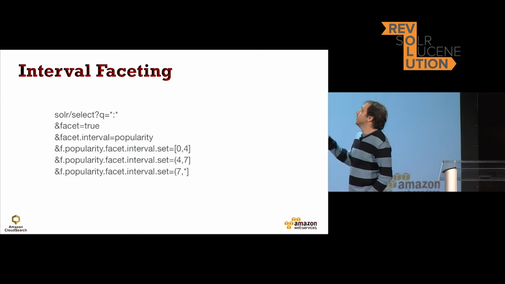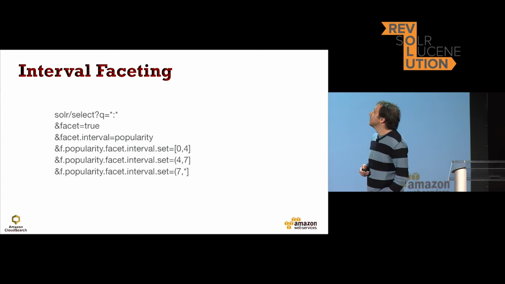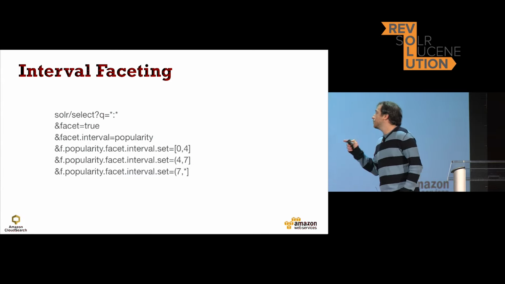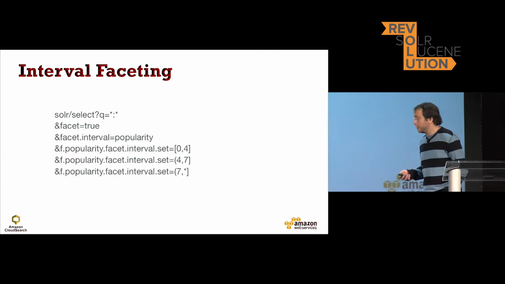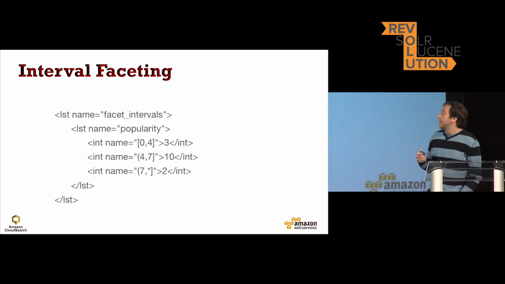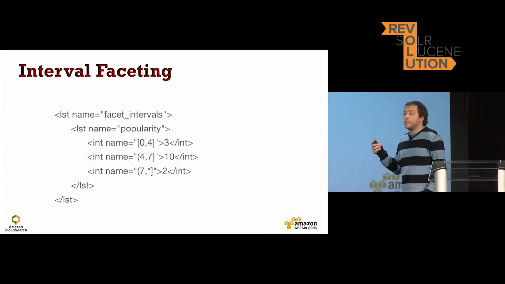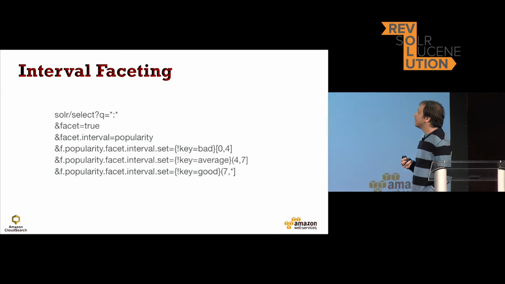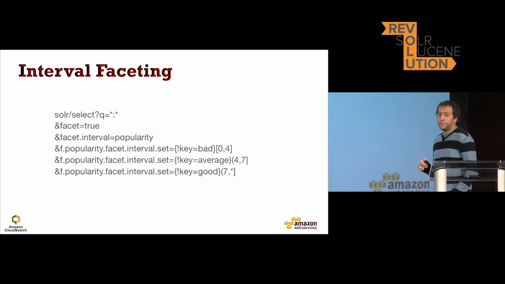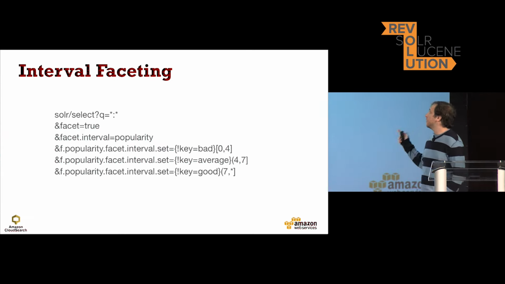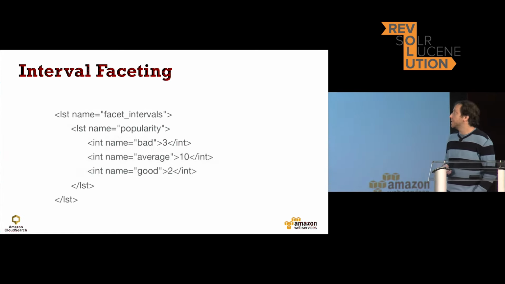You say, for example, I'm going to facet on the field popularity, and I want to set these 3 intervals: from 0 to 4, 4 to 7, and 7 to infinity. It will return the number of documents that match each of those intervals. In the same way as with facet query, you can specify a different key for each interval. So in this case, for example, 0 to 4 is bad, 4 to 7 is average, and good is 7 to infinity. And the return value is going to look something like this.